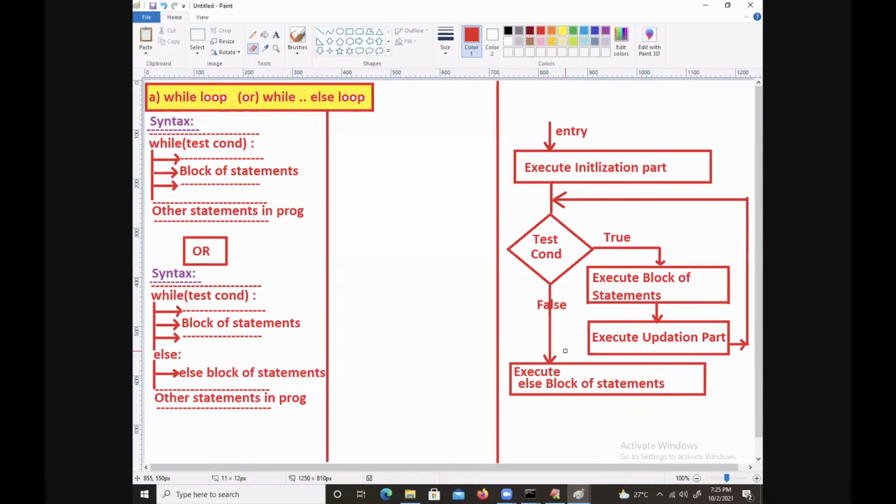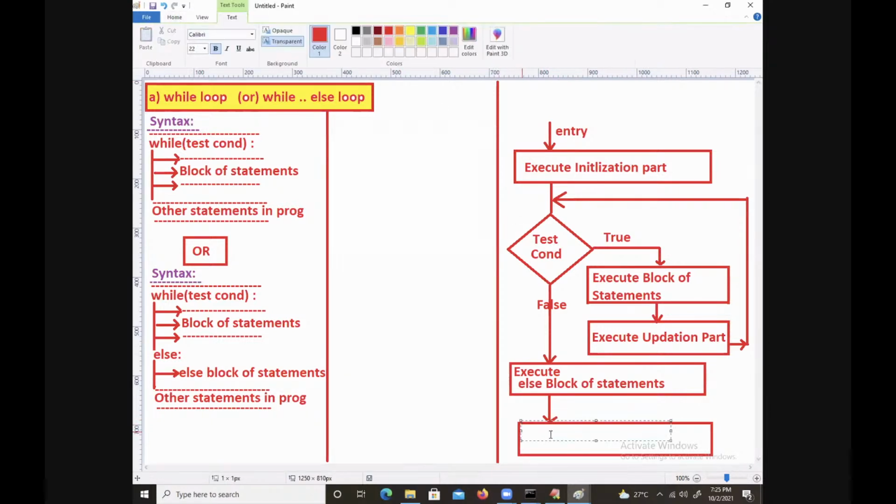Next, the other statements in the program, I will write those also. This is other statements. Writing the else block of statements is optional, not mandatory. I may write the else block of statements, or I may not. This is a diagrammatic representation. Execute other statements in the program.